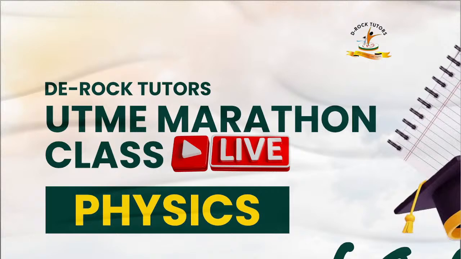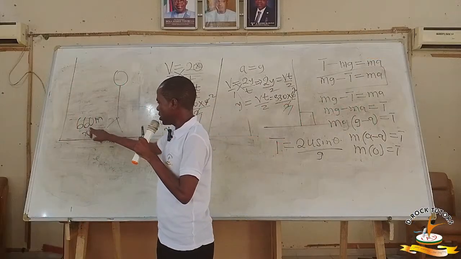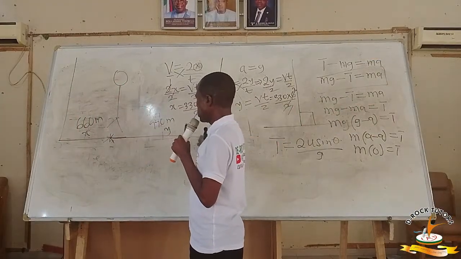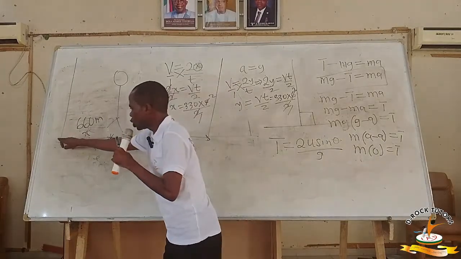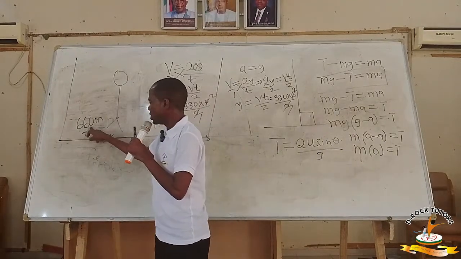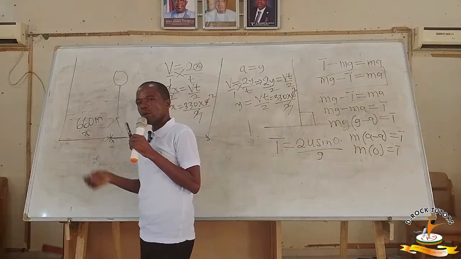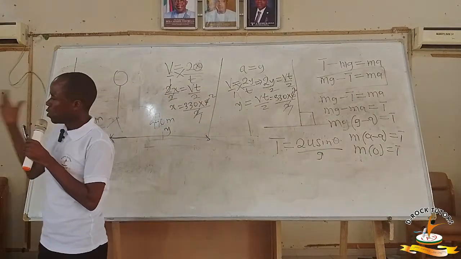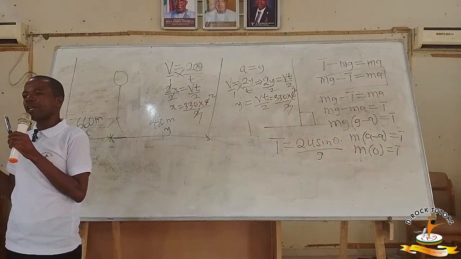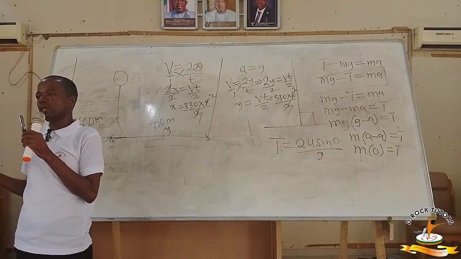And 3 times 330 will give us 990 meters. But now, we know from air to air is 660 meters. From air to the second wall is 990 meters. The distance between the two cliffs now will be 660 plus 990. What will that give us? That's 1,650. That's how to easily do it.